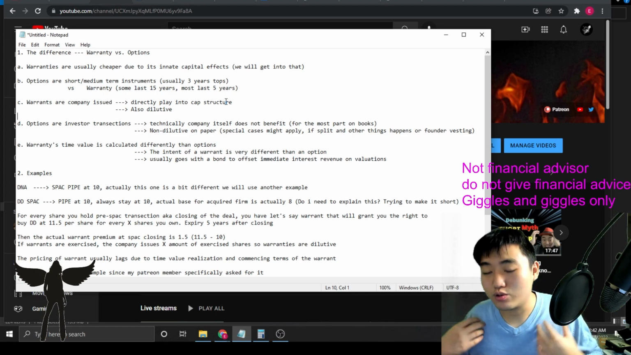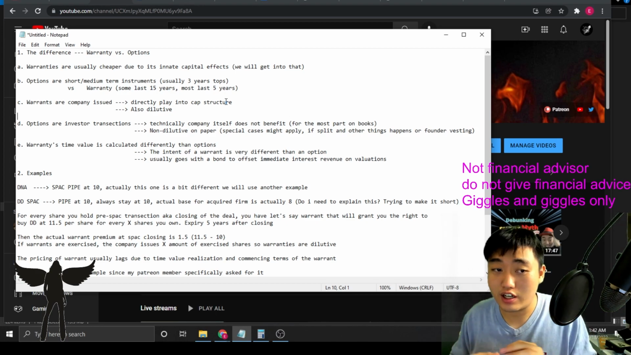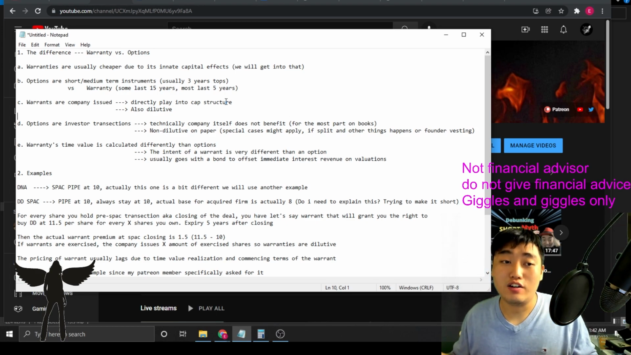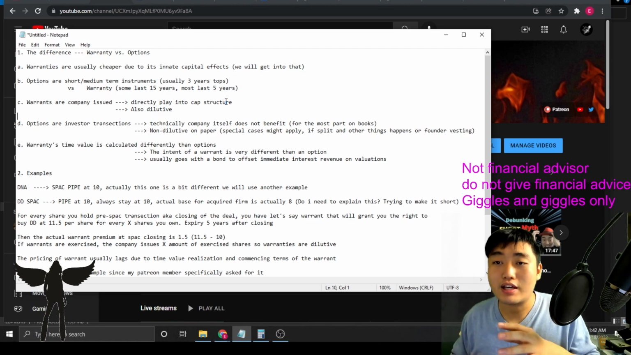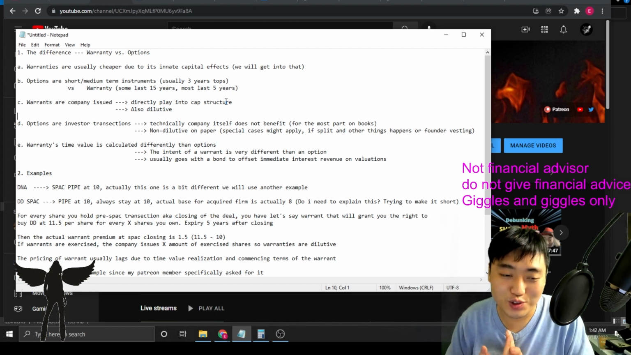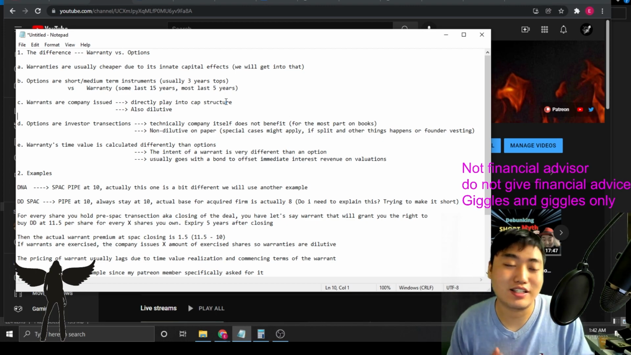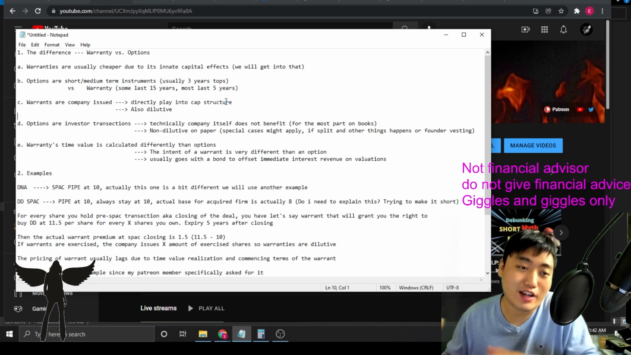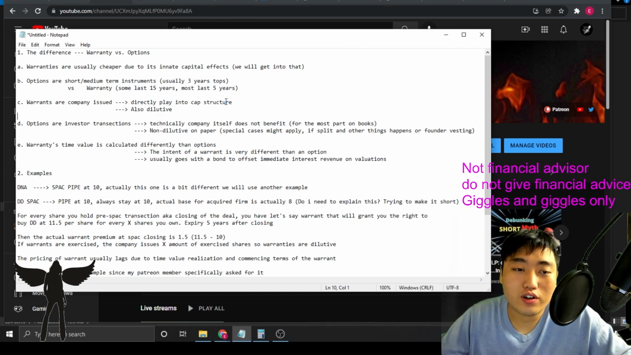And sometimes, due to a lot of fees involved in redemption, you actually don't really make that much of a profit unless the price of the stock is huge, right? Like DWAC, right? DWAC is DWAC. We're going to talk about that later on. Okay. Options are investor transaction.